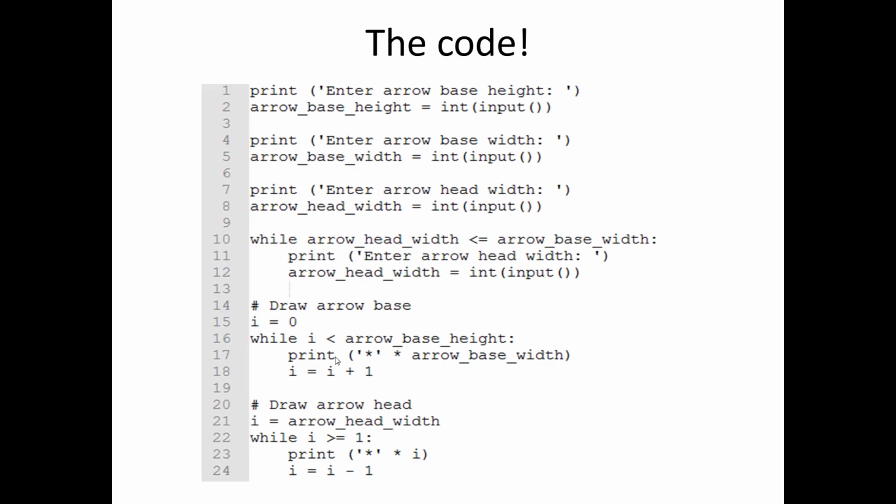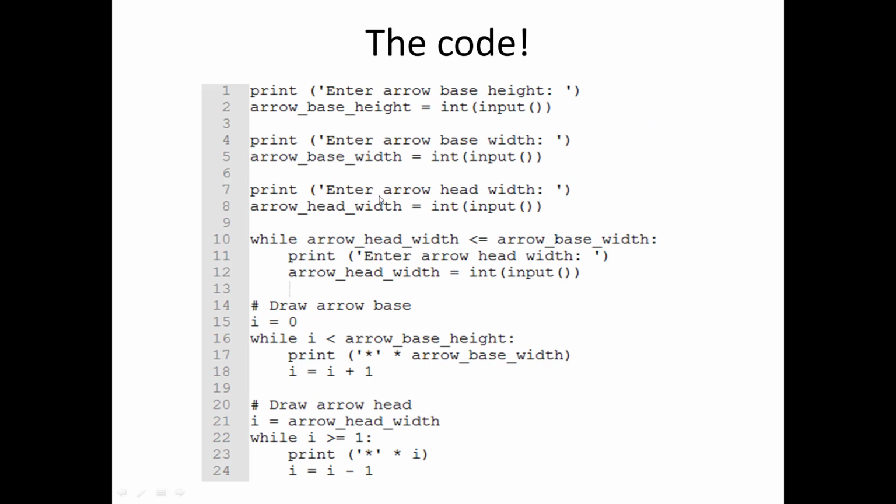Now let's talk about the solution to the lab. Here it is. So we're going to print enter arrow base height. That prompts the user to enter the arrow base height, and we put their entry in a variable called arrow base height. Remember, that's the rectangular part of the half arrow. Then we're going to prompt the user to enter the arrow base width. That's going to give us the width of the rectangular part of the arrow.